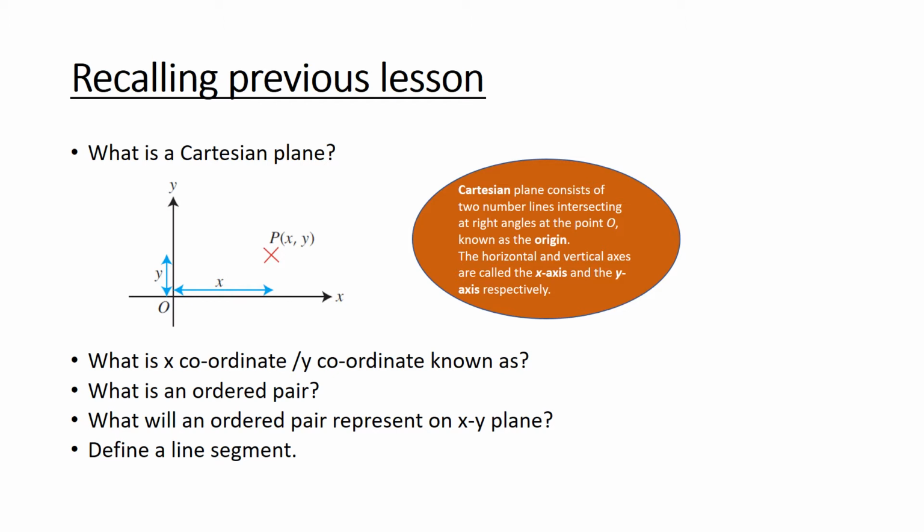What is an ordered pair? P(x, y) is known as an ordered pair. What will an ordered pair represent on the xy plane? Remember, an ordered pair always represents a point on the xy plane. Define a line segment. A line segment is the shortest distance between 2 points.